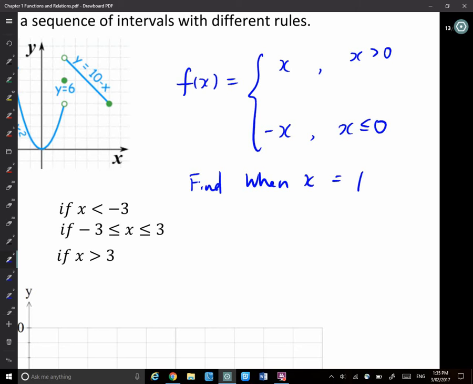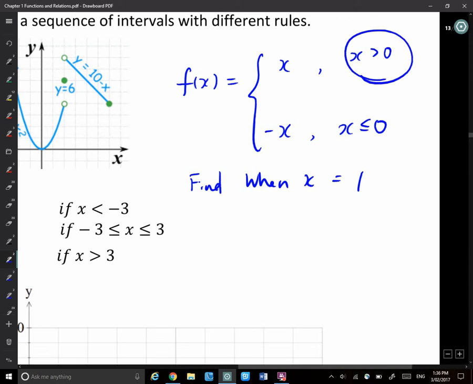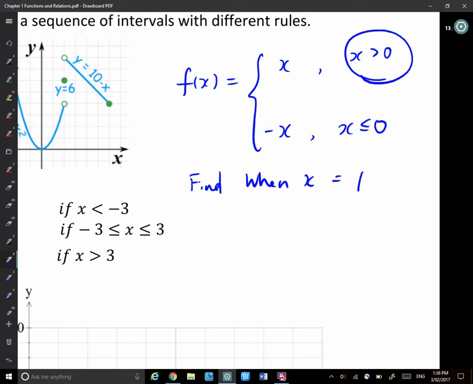1 is a number greater than 0. So that equation applies. So I will only substitute this 1 into the top line, not the bottom line.